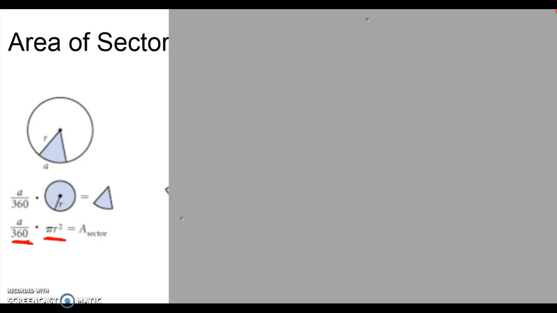So if, let's say it was 45 degrees in here, we'd plug in 45 over 360 and multiply it by the area of the circle to find just that piece or that chunk of the circle. So make sure you write down this formula here. Area of a sector is going to be the area of a circle times the portion, or the fraction, it is of the circle.